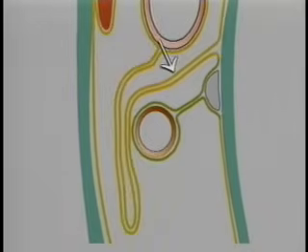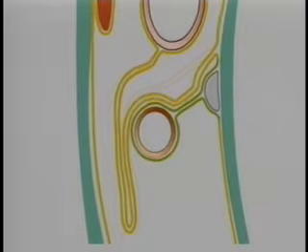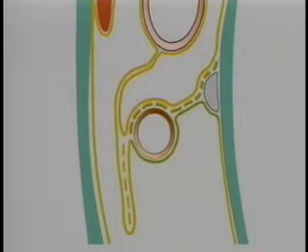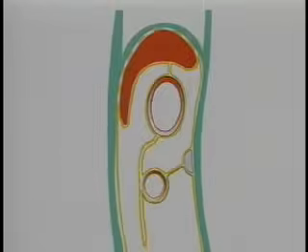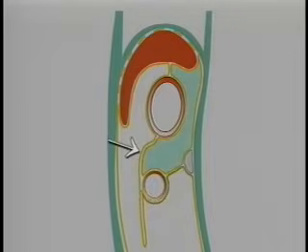The greater omentum and the transverse mesocolon come together, and the duplicated layers are absorbed, so that we're left with the greater omentum stuck to the transverse colon and hanging down below it. The lesser sac lies behind the lesser omentum, the stomach, and this part of the greater omentum, the gastrocolic ligament.